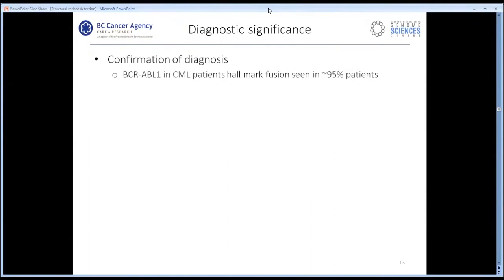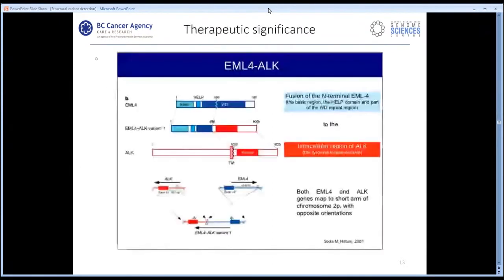Diagnostic significance is also important. It can give you confirmation of diagnosis. As I said previously, the BCR-ABL gene fusion found in CML patients is the hallmark fusion for this cancer, and is expected to be seen in approximately 95% of patients, and this confirms the CML diagnosis. In another case, these gene fusions can be specific to a subtype. So the EML4-ALK fusion, for example, is seen in a subgroup of non-small cell lung cancer, and that's about 5% of patients. And it's very important to identify these 5% of patients because this has therapeutic significance.